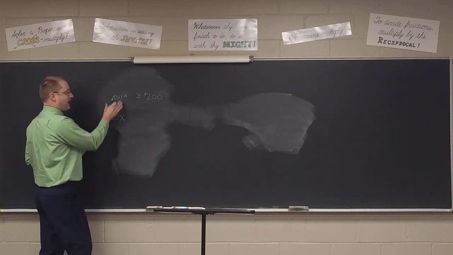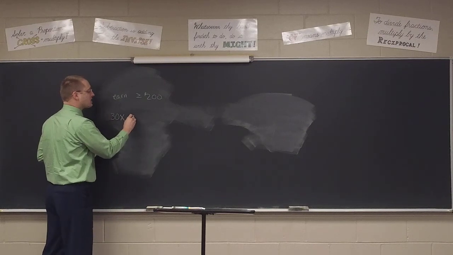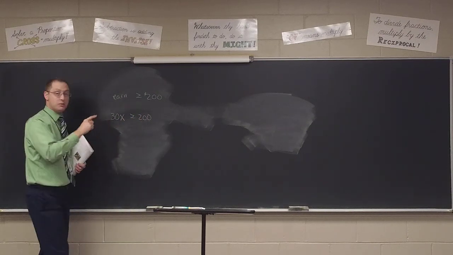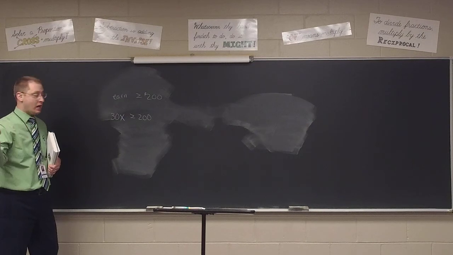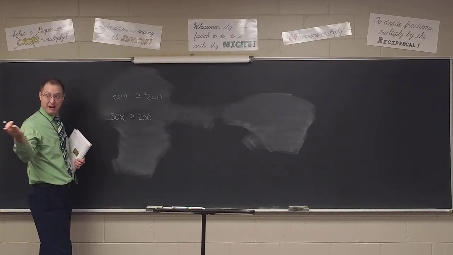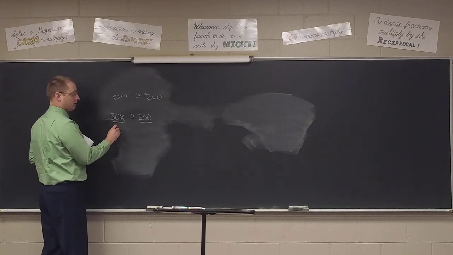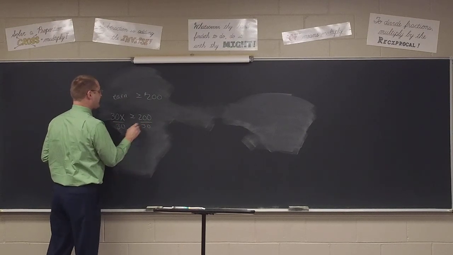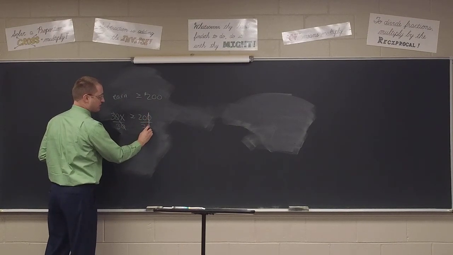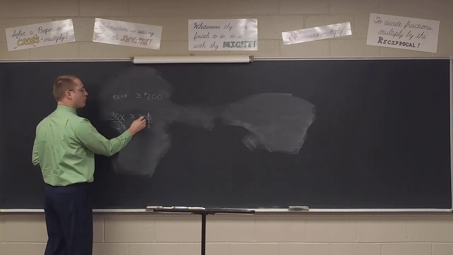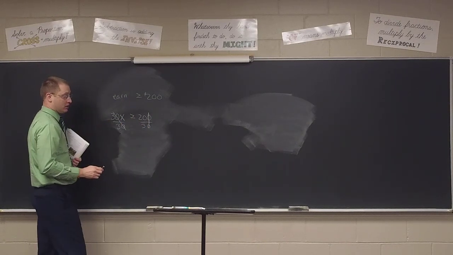30x. So 30x is how much he's going to earn. That needs to be greater than or equal to 200. Did we have this inequality? And then, of course, we need to simply solve by getting the 30 away. When I do, I'm going to start by knocking off the zeros and saying, how many times does 3 go into 20, class?